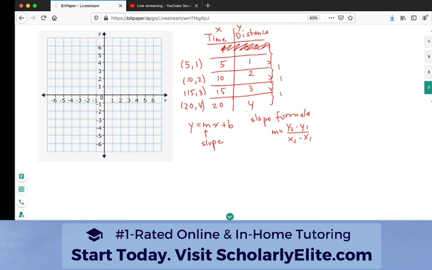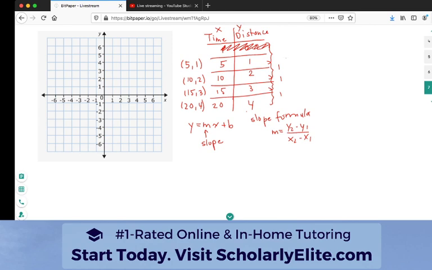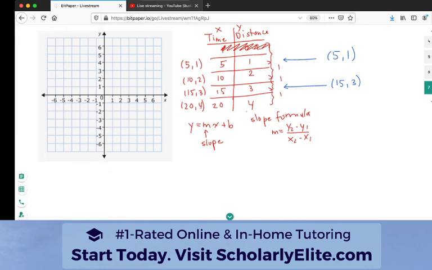Okay, so let's go ahead and plug everything in. The first thing I want to do is pick 2 points. I'm going to change the color of my pen here. I'm going to pick this point, which was 5, 1, and this point, which is 15, 3. They don't have to be points that are one after the other. They can be 2 random points, as long as you're picking 2 points that are literally on the line.